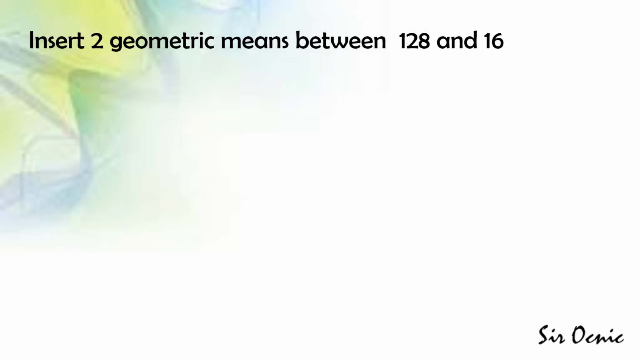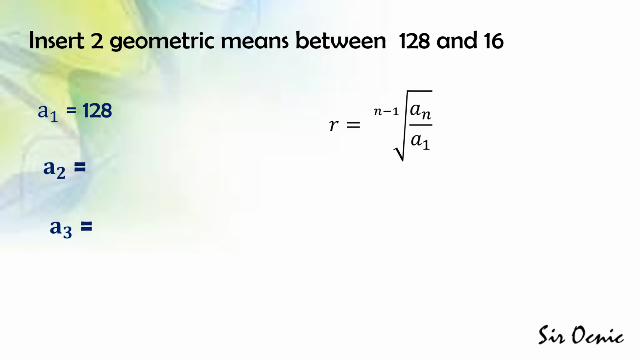Insert two geometric means between 128 and 16. Using the same formula, r is equal to the n minus 1 root of a sub n over a sub 1, a sub 1 will now be 128, a sub 2 and a sub 3 are to be solved, and a sub 4 is equal to 16. Substituting the given values to the formula, we will then have r is equal to the 4 minus 1 root of 16 over 128.